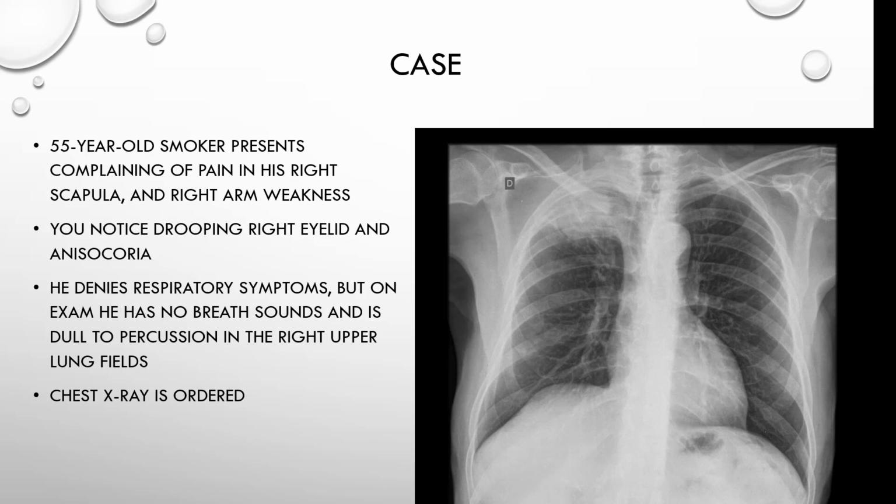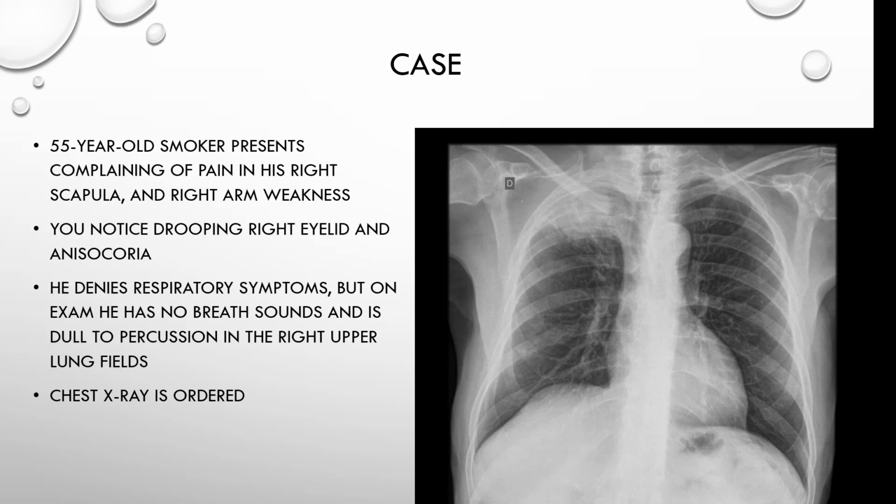I want to talk briefly about a case that illustrates a couple of points. So we have a 55-year-old smoker who presents with a couple of complaints. He says that he has some pain in his right scapula, his right arm is a little weak, and that's why he's there. He's there for arm and shoulder pain and weakness. But when you look at him, you notice that his right eyelid is drooping and that he has a somewhat constricted right pupil compared to the left pupil.